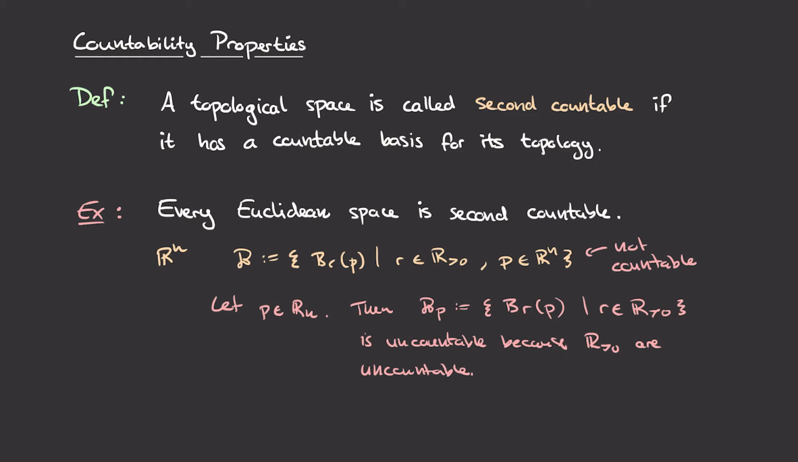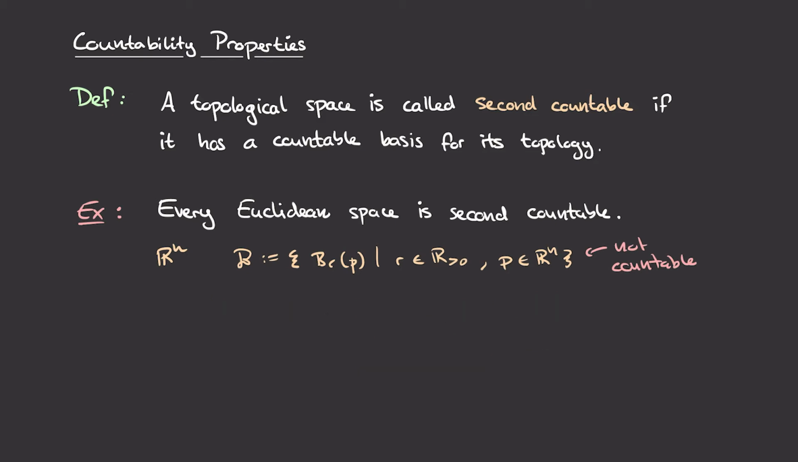Now it just remains to note that this B_P is a subset of B, and so this means that because B_P is uncountable, also its superset, curly B, needs to be uncountable. So in summary, we've seen that the standard choice for a basis of Euclidean space doesn't show that it's second countable. However, there's a way that we can modify this basis in order to make it countable while still retaining the basis property. And I'll show how this works right now.